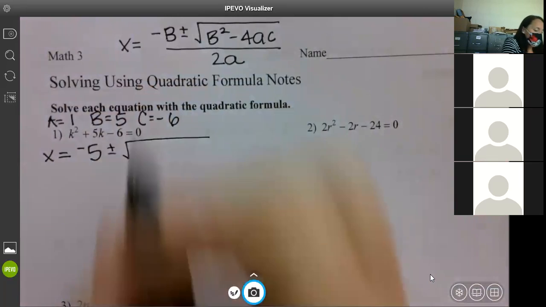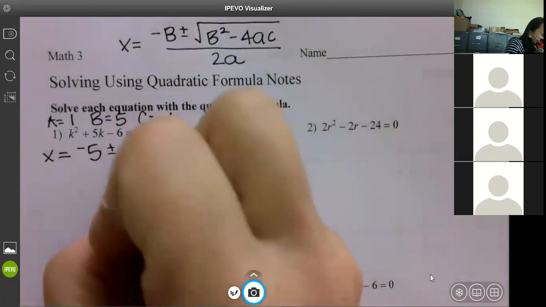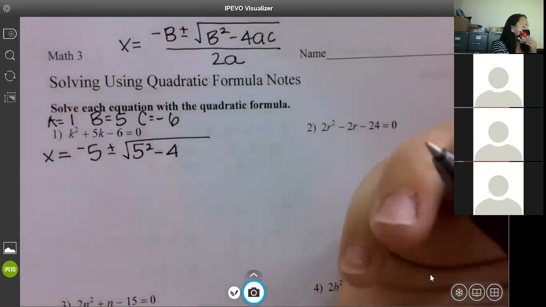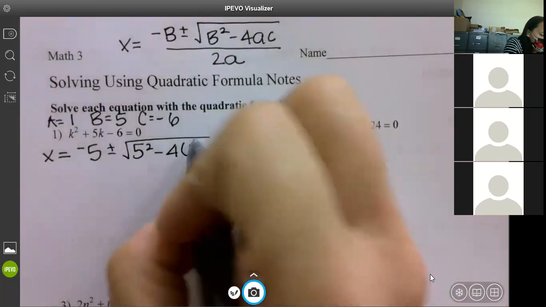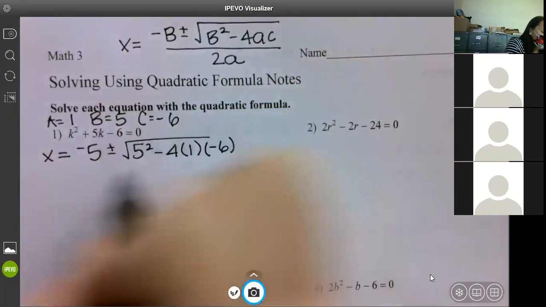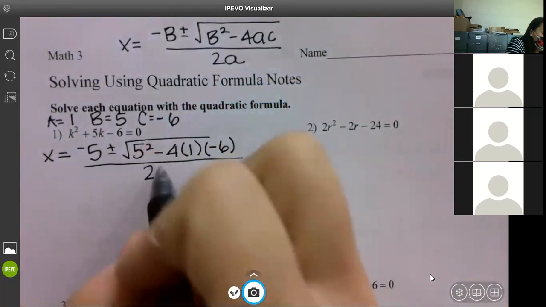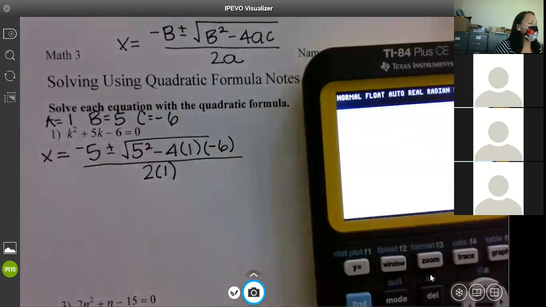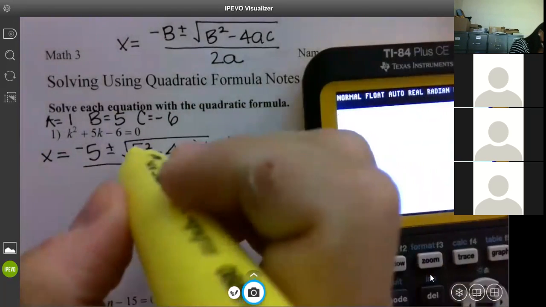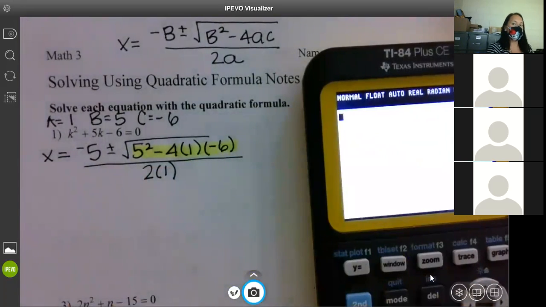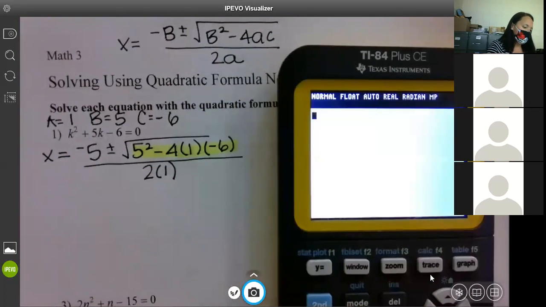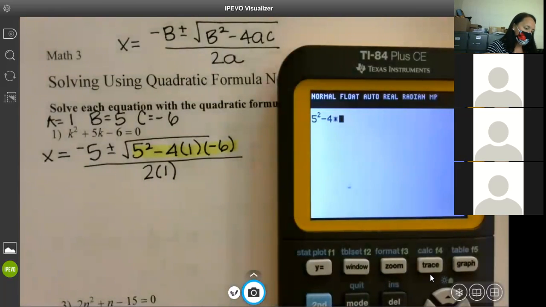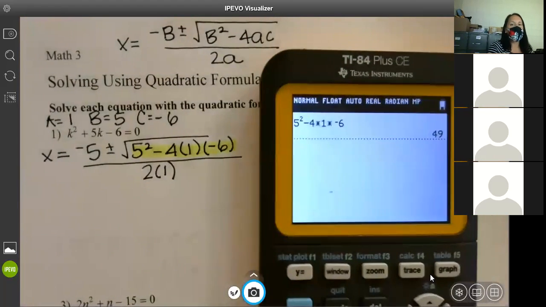Inside the square root, b squared, so 5 squared. Minus 4, that's part of the formula, that's where the 4 comes from. Times a is 1. Times c is, make sure you write it as -6. All over 2 times a is 1. The 2 comes from the formula. All right, because we can use our calculators all the time, what I say is put this underneath the square root. Do not do the square root sign, just what's under it. So let me turn it down so you can see it. 5 squared minus 4 times 1 times -6. And what do we get?